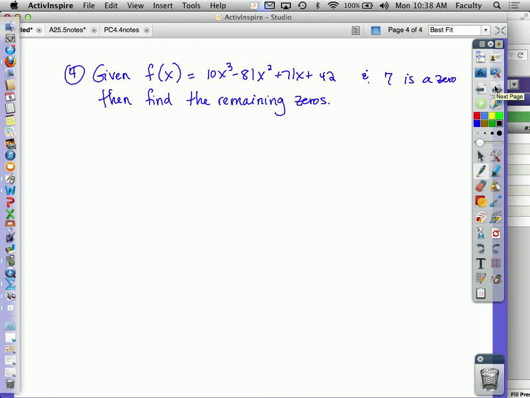Okay, try this one. And I want you to notice the difference between these two and the previous two. If you're asked to factor, there's no solutions. But when you're asked to find zeros, there are solutions.